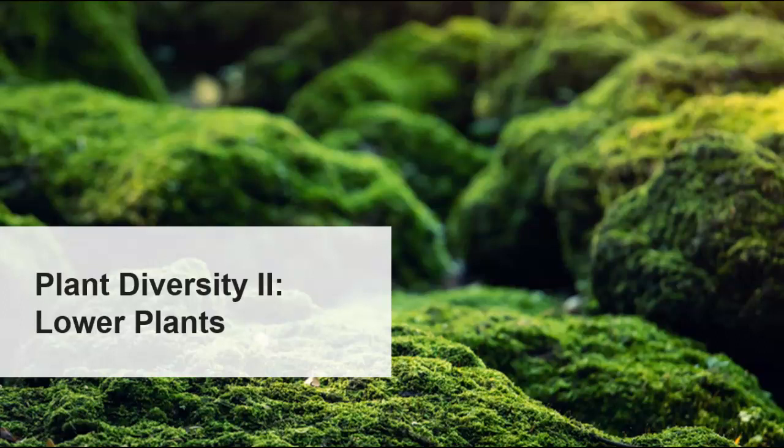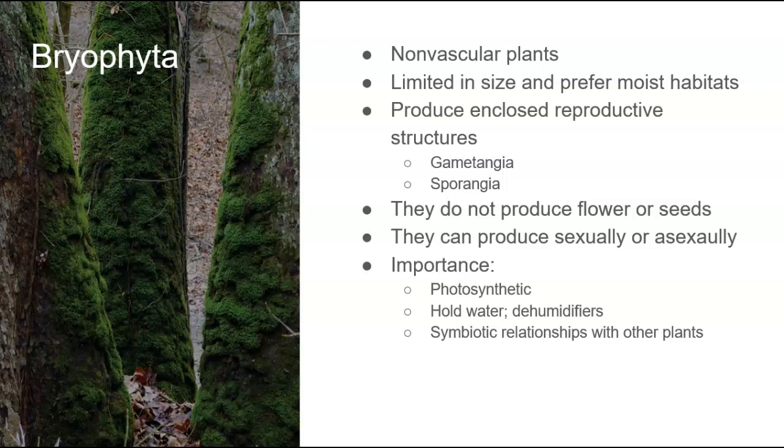Okay, now let's go over part 2 of plant diversity. So we're moving on from the algae, and we're going to go to the lower plants. So these are pretty much the first land plants that have evolved. The first ones are going to be bryophytes or bryophyta.